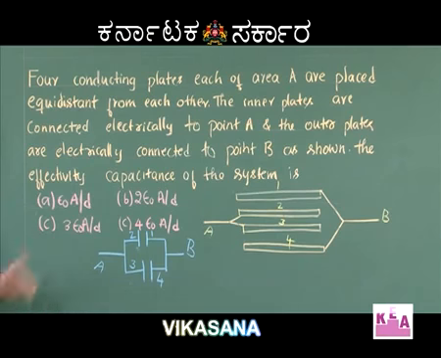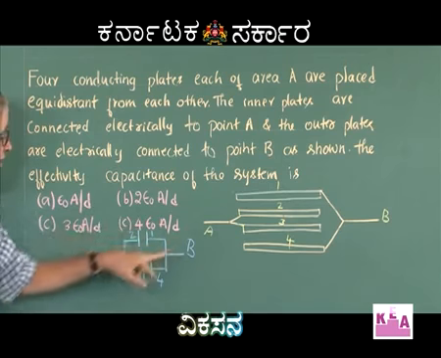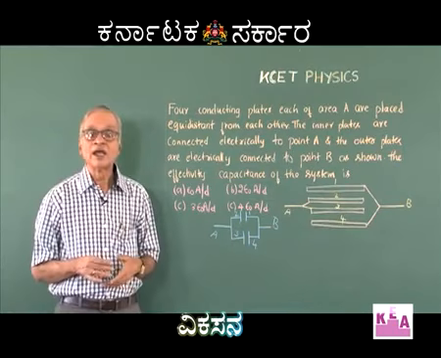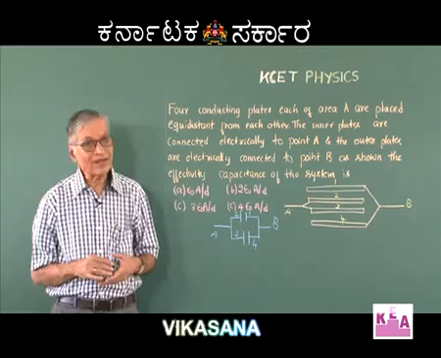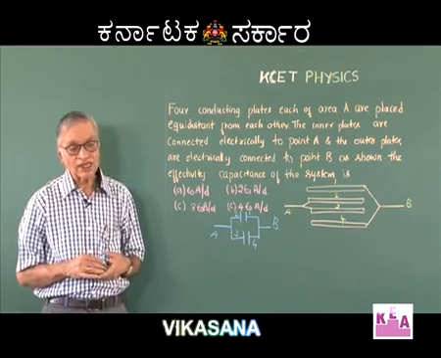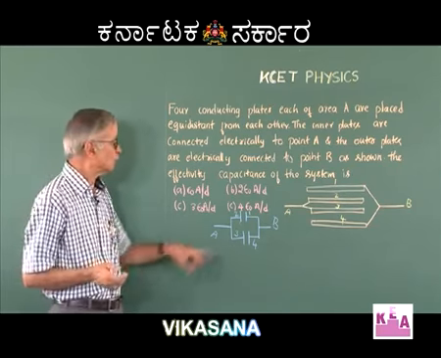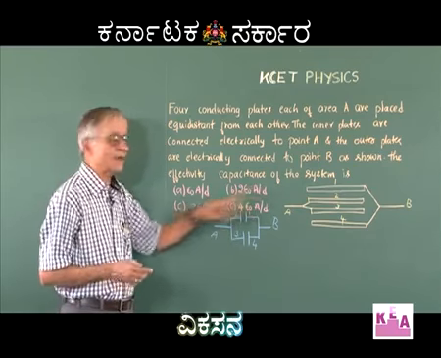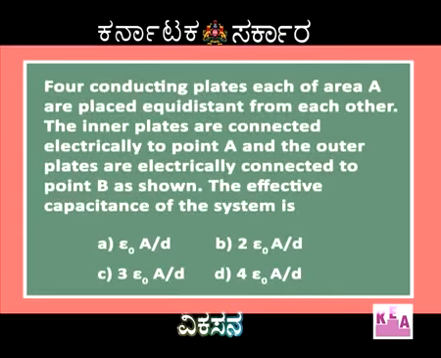Since A is the area, D is the plate separation, each capacity is epsilon 0A divided by D. Therefore, effective capacity is 2 epsilon 0A divided by D. Hence, option B is the correct answer.